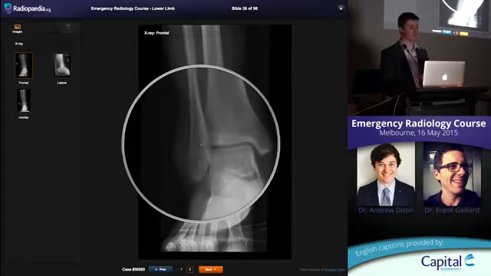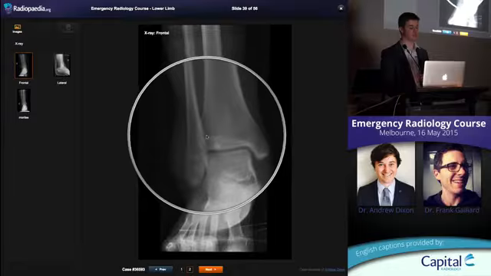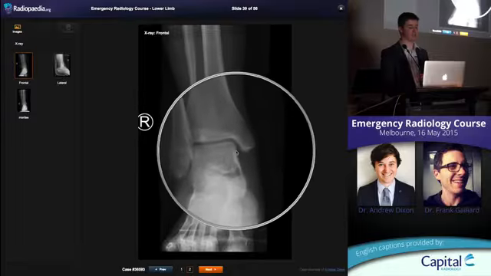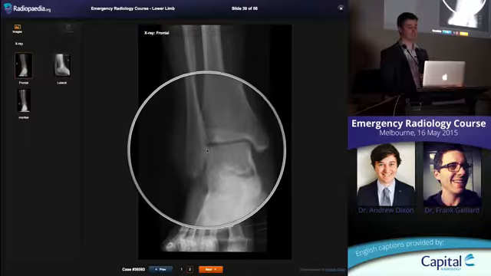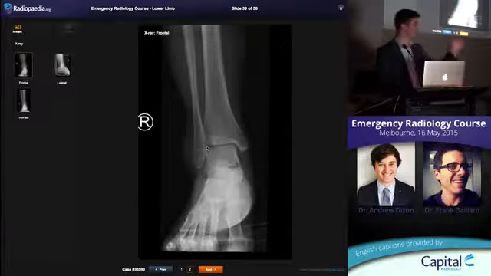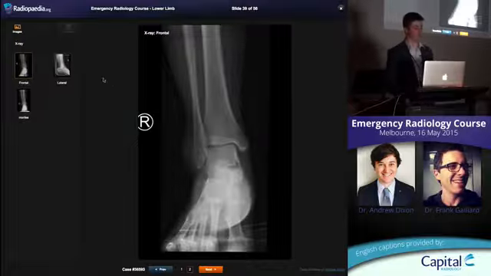You can see here you've got a nice overlap sign. It's a bit hard to assess that tibiofibular clear space. You've got a nice medial clear space, so there's no instability of this ankle. Nice talar dome, all intact. So that's a Weber A fracture of the distal fibula, soft tissue swelling over the top, stable injury.